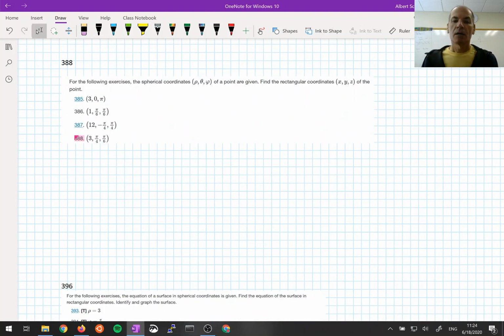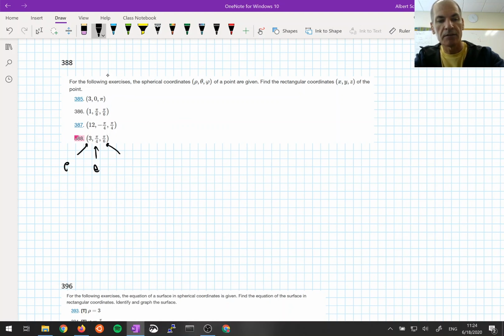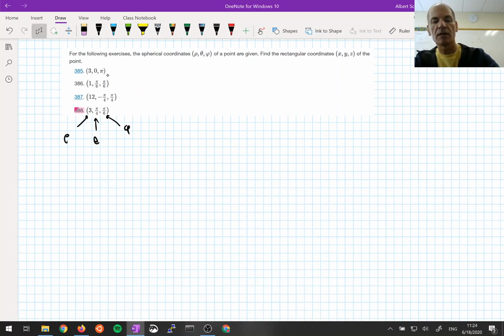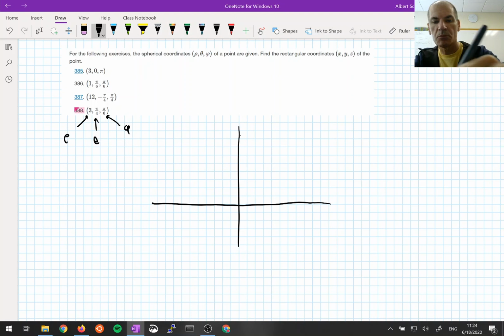388. So now you're given a point in spherical coordinates and you're asked to find the rectangular coordinates of that point. Once again, order matters here. This is rho, this is theta, and this is phi. So we're going to use that information and trigonometry to figure out the Cartesian coordinates of this point. Remember, you can use the identities, but I think you'll find it helpful, at least in these early stages, to focus on the trigonometric relationships between these coordinates.